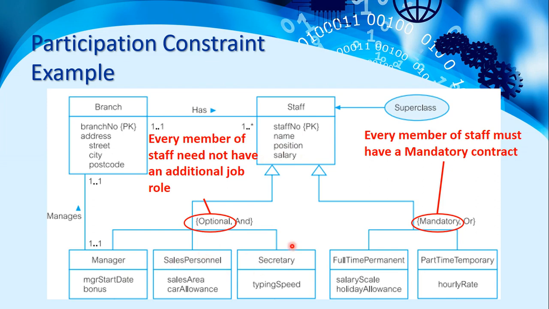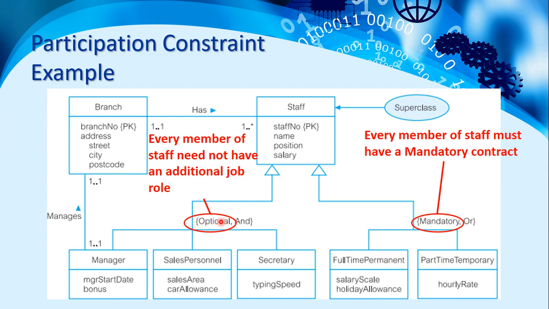It's because obviously you can just be a regular staff, or it's possible that you can optionally also be a manager, a salesperson, or a secretary. That's why optional is written here. Again, this is what optional participation of the superclass in the subclasses means, whereas this one is mandatory, meaning members of this staff must also be a member of these subclasses. Okay, so this is for the participation constraint.